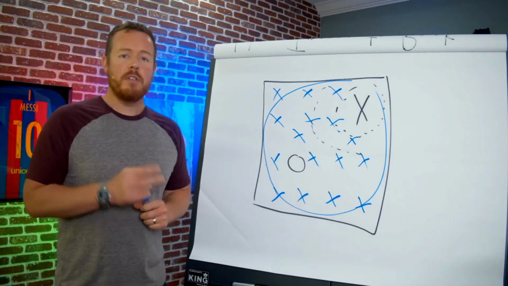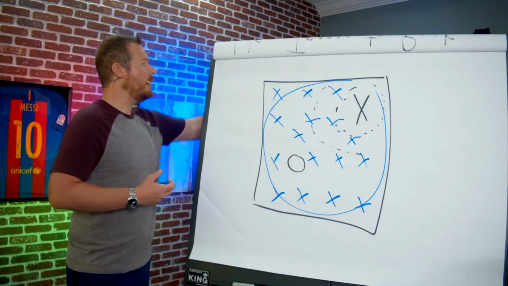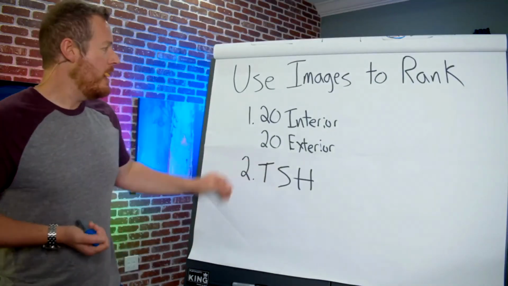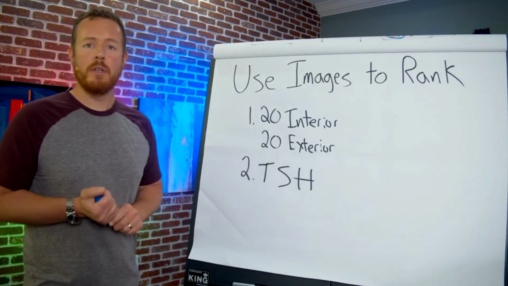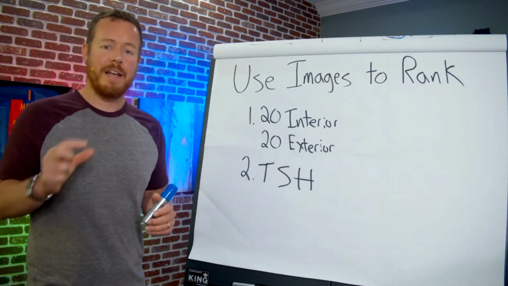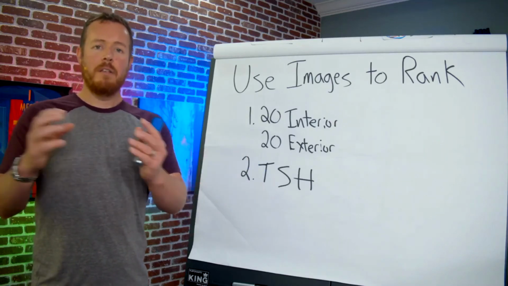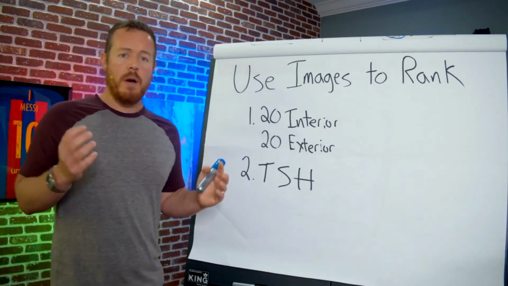So those are two different ways that you can use images to rank better in the Google 3-pack. You take 20 interior photos and 20 exterior photos and upload them to your Google My Business profile in the interior and exterior section. And then you do the Team Selfie Hack, where you go around, take selfies all over the city, and upload them to the team section.